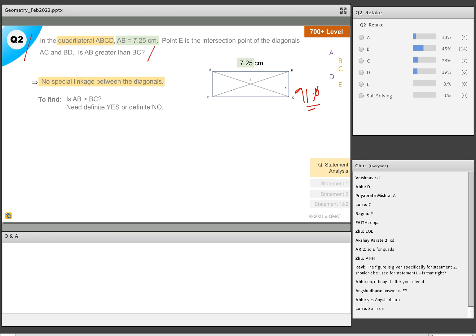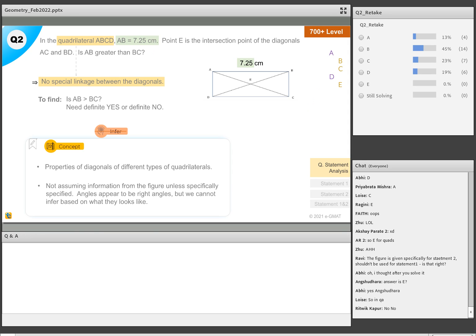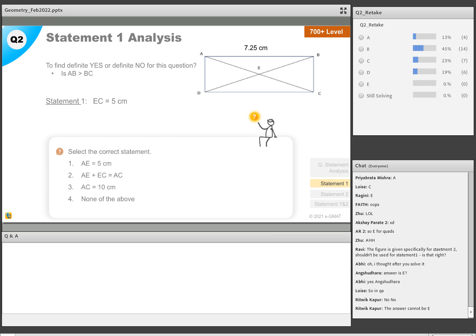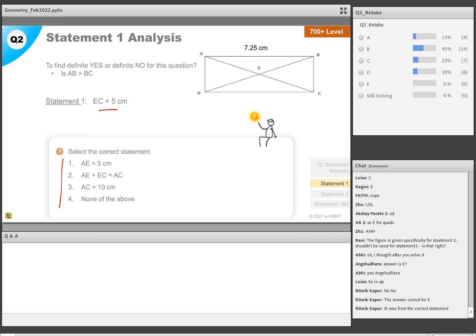So that's a very important learning for you. Don't assume that. If that is clear, now look at statement 1. Because now it gets very interesting. So all those properties of diagonals, all those rectangle properties that you are thinking about, unless you can infer that it's a rectangle from statement 1 or statement 2, you cannot assume it is a rectangle. So that's the first core point here. Now let's talk about this EC equal to 5 centimeter. If this is clear, which of these is the correct statement? Which of these can you not, or none of the above means that none of the above can be said with confidence. I know that EC equal to 5 centimeter. That is this.